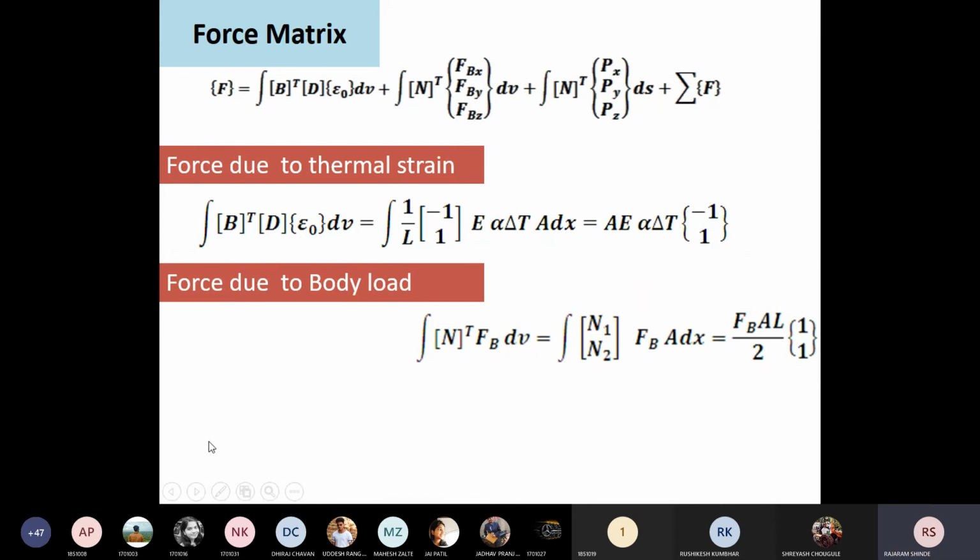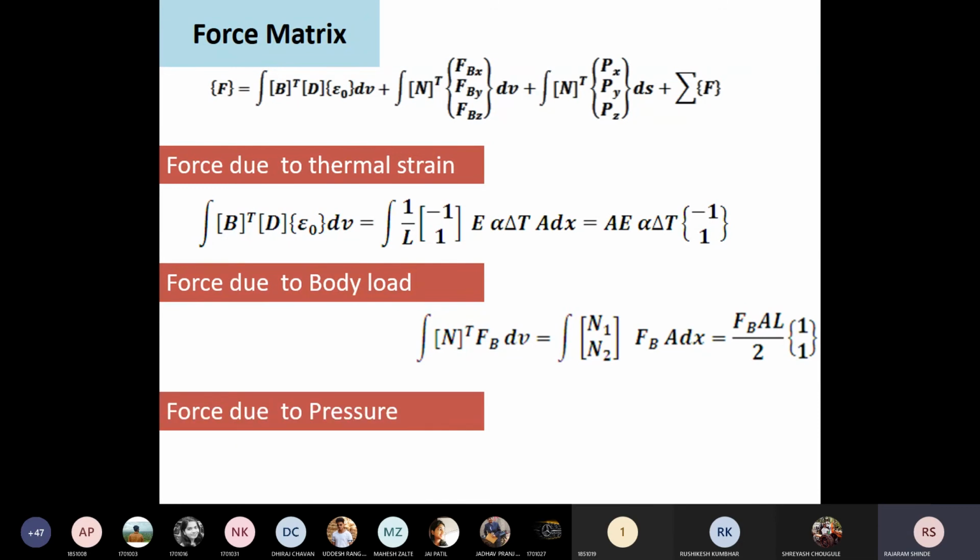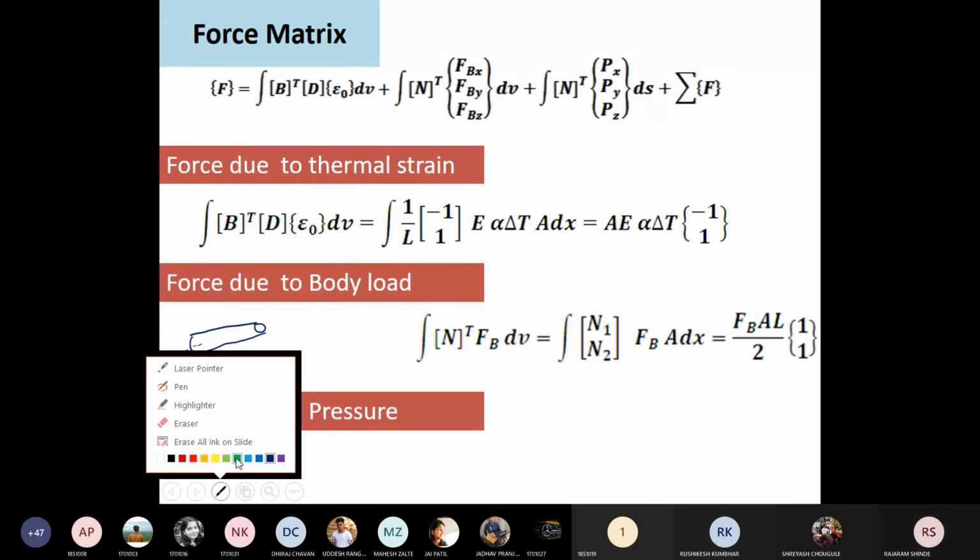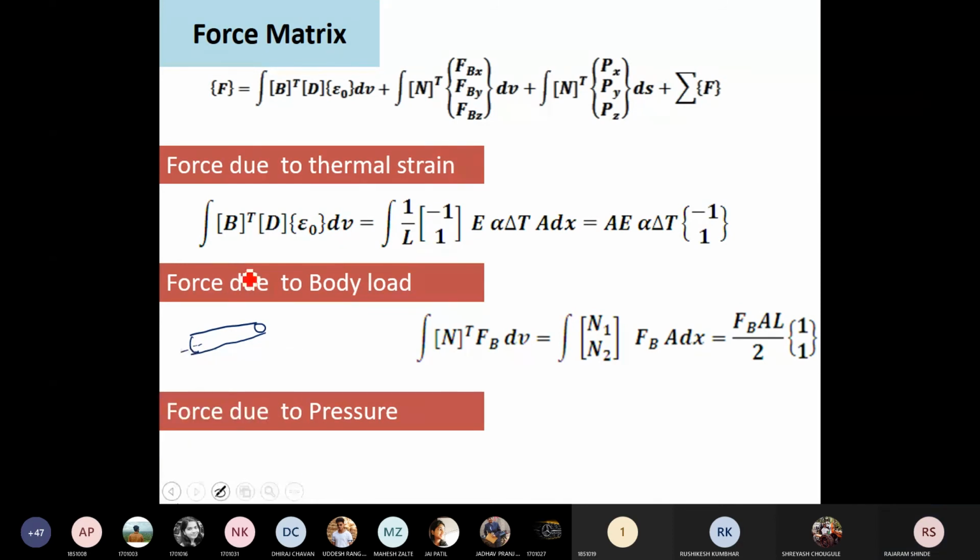the next force is pressure load. Again you go to the pressure load. Here it is pressure load. Now for pressure load, I will draw a three-dimensional view of the one-dimensional element. Now this is the three-dimensional view. Here this is your element.